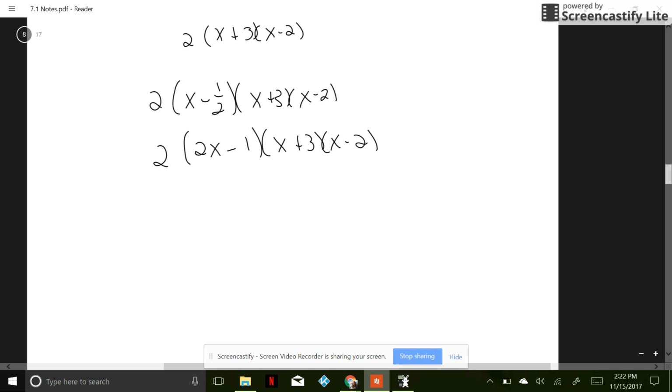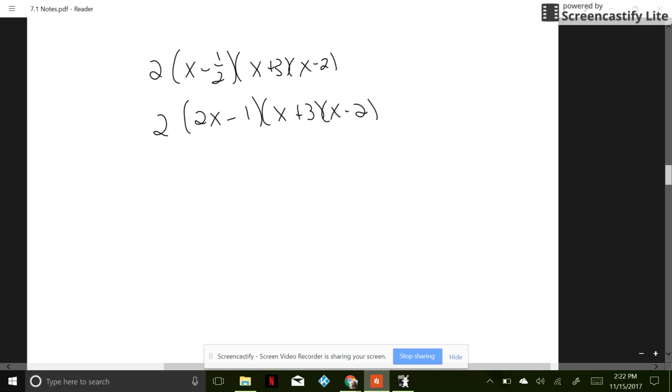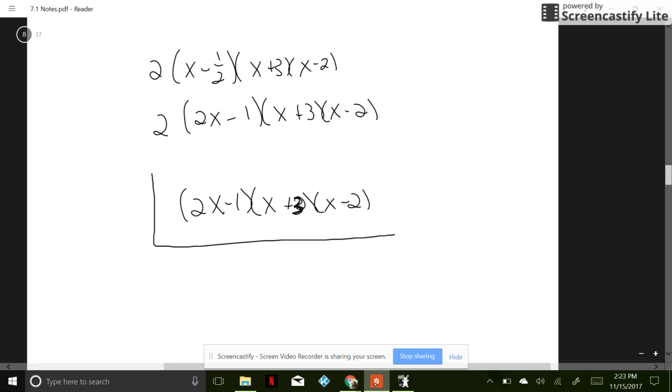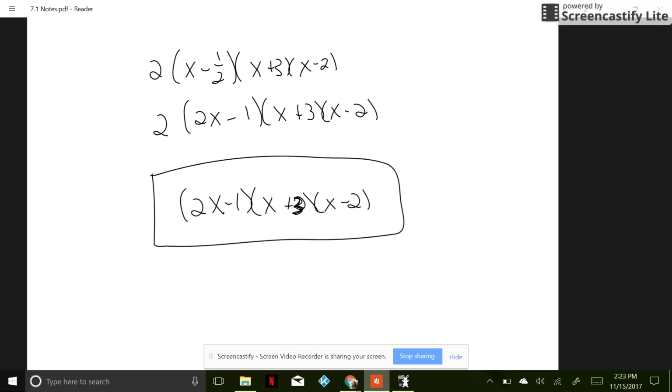Now, since this whole thing is being multiplied by 2, if we want just the factored form of the function, we're just going to get rid of that 2. The 2 is just showing that it's a multiple of this basic function. So it's still going to have the same zeros. It's just going to be stretched. So the original basic factored function would be this. And then 2, again, is the 1 multiplied by 2, just a multiple of this function.